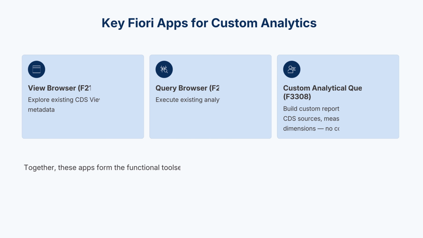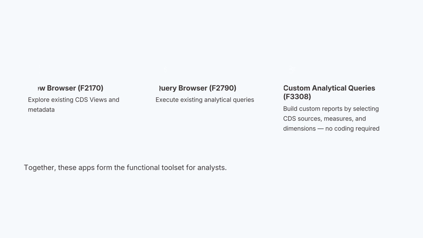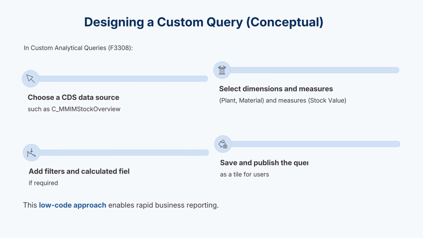Key Fiori apps for custom analytics. Three main Fiori apps form the core analytics toolkit. View Browser, F2170, helps you explore CDS views and their structure. Query Browser, F2790, allows you to execute existing analytical queries. And Custom Analytical Queries, F3308, enables you to design your own reports by combining fields and measures, all without technical coding.